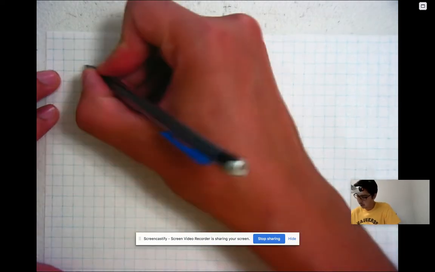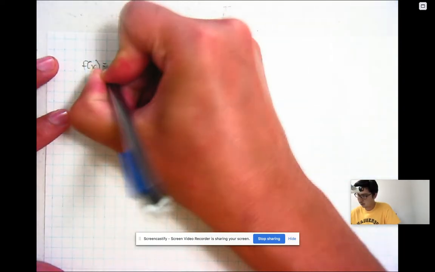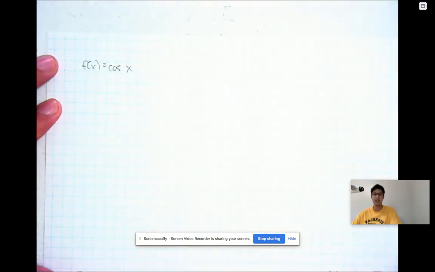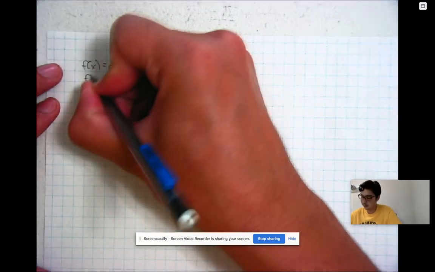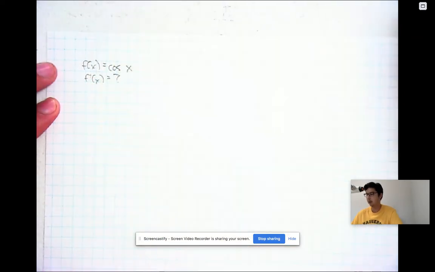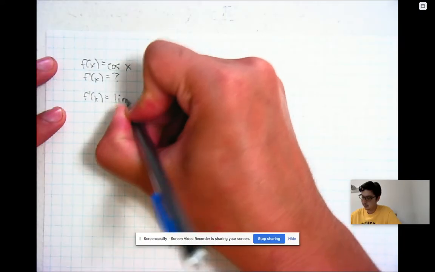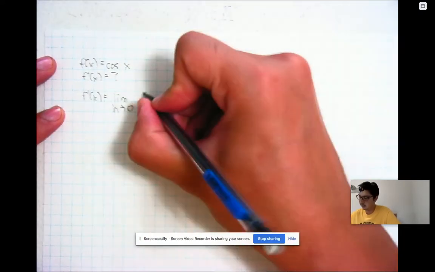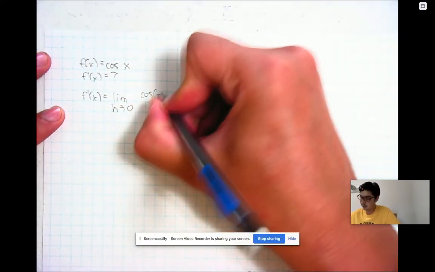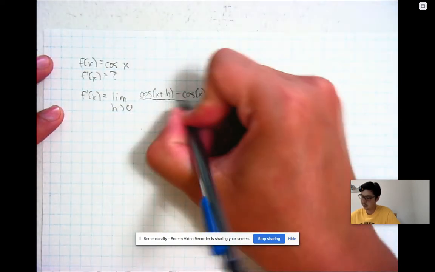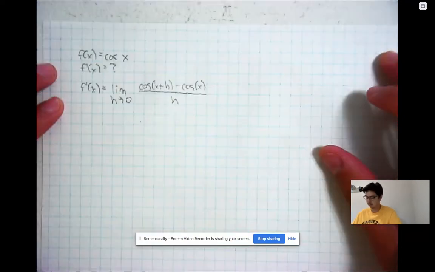So f of x is equal to cosine of x. And now let's find the derivative of this. What's the derivative of cosine of x? So f prime of x will equal the limit as h approaches 0 of cosine of x plus h minus cosine of x, all over h, by definition.